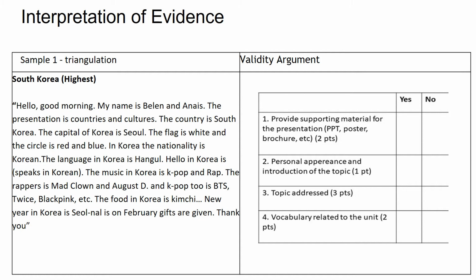Point number 3 is the topic address. They talk about Korea, they mention some key features and characteristics regarding the culture. And finally, also the vocabulary related to the unit is there, which is words such as country, music, and the capital of the country. Things like that are also addressed here. So we can say that the checklist matches the criteria provided by this sample.